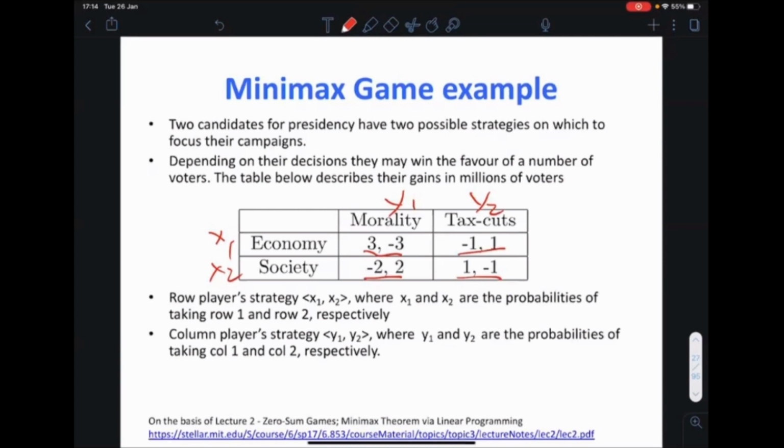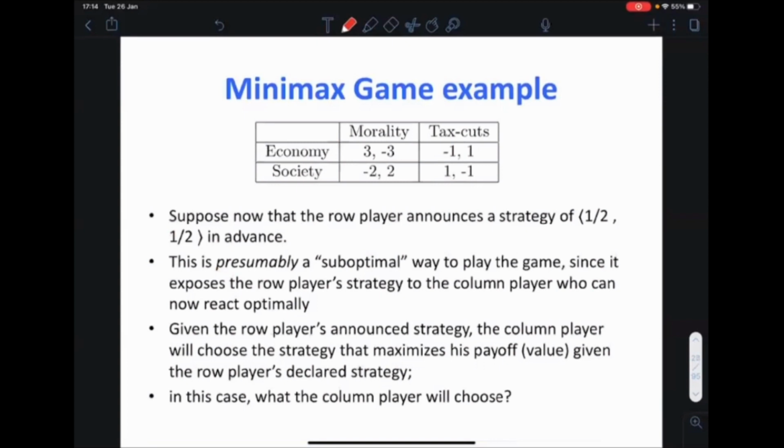So x, y, we can interpret the same as before, as a mixed strategy, therefore probabilities. So now let's look at this from the row player's perspective, from player 1's perspective. Suppose the row player announces a strategy. Say I'm going to play 50% economy, 50% society. I'm going to focus on economy with 50% of my energy, and the rest go to looking at society.